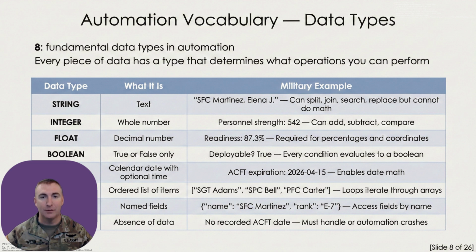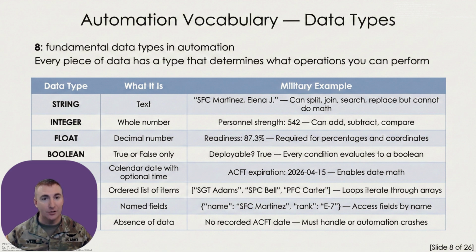Every automation platform speaks the same language. 8 data types. String is text. Integer is a whole number. Float has a decimal. Boolean is true or false, and every condition evaluates to 1. Date enables date math. Array is a list. Object is a structured record with named fields. And null is the absence of data. If your automation does not handle nulls, it will crash. Type mismatches are the #1 source of automation errors.